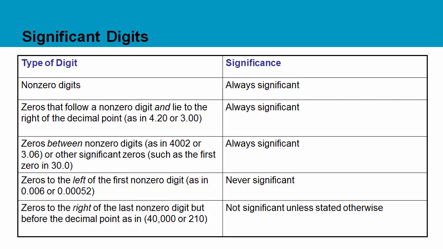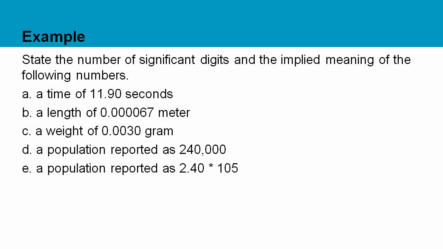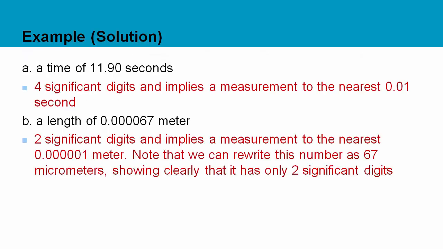Okay, zeros to the right of the last non-zero digit, but before the decimal point. Not significant unless stated otherwise. And again, once we look at some examples, these will make more sense. So let's look at some examples. If we have a time of 11.9 or a length of this, a weight of that, let's figure out how many significant digits they have and what is implied by them. So we'll take the first two.